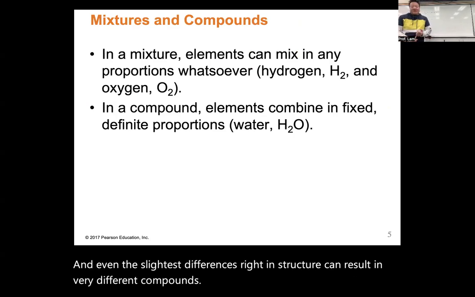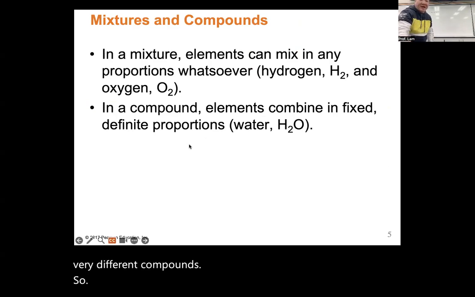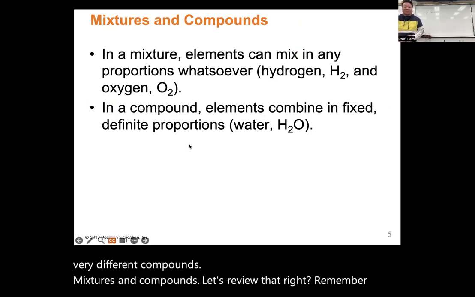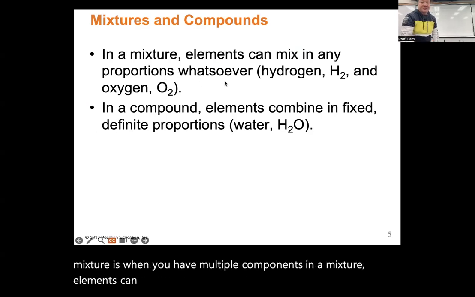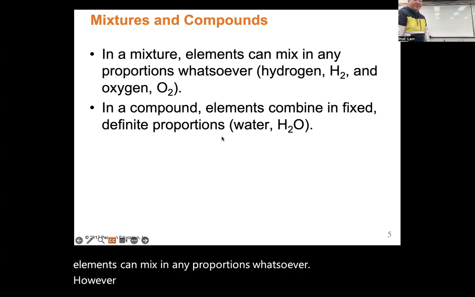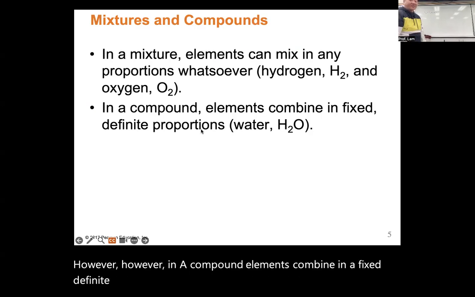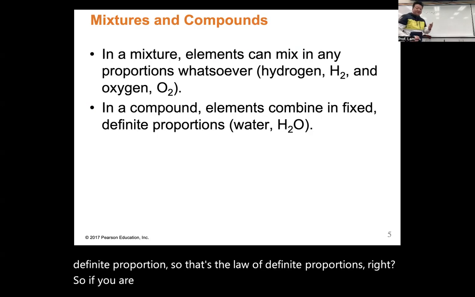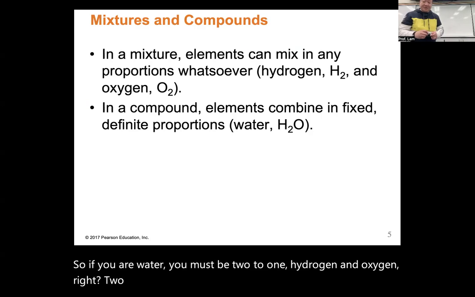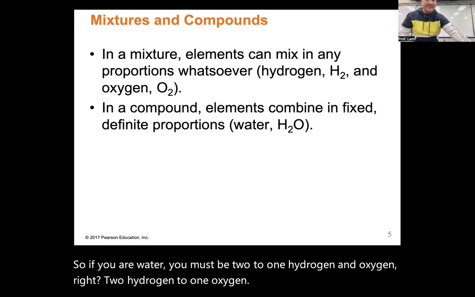Okay. So mixtures and compounds, let's review that, right? Remember, mixtures when you have multiple components. In a mixture, elements can mix in any proportions whatsoever. However, in a compound, elements combine in fixed definite proportions. So that's the law of definite proportions, right? So if you are water, you must be 2-to-1 hydrogen and oxygen, right? 2 hydrogen to 1 oxygen. Otherwise, you would not be water, right?